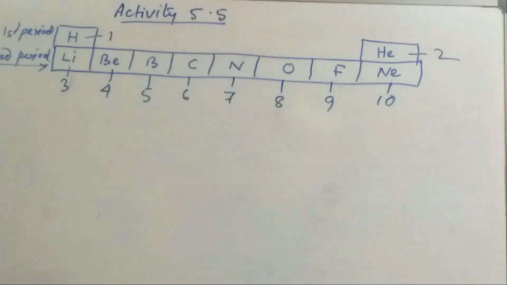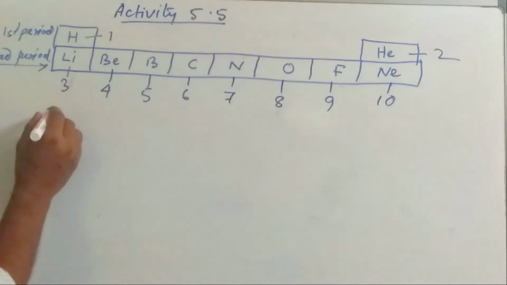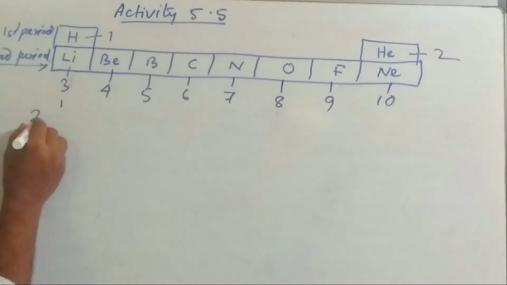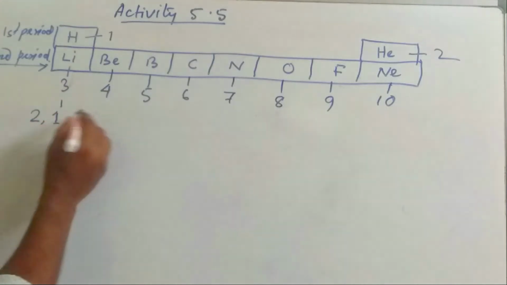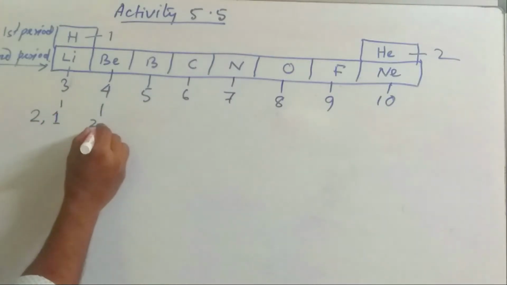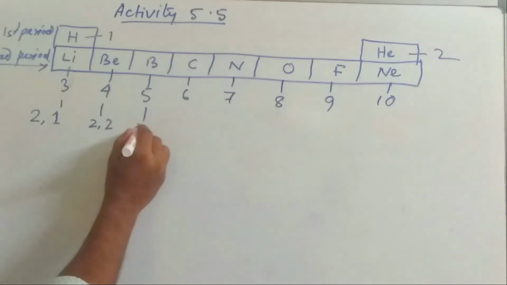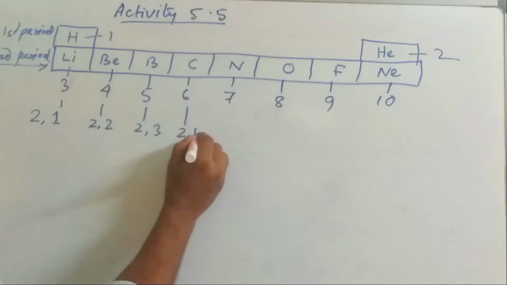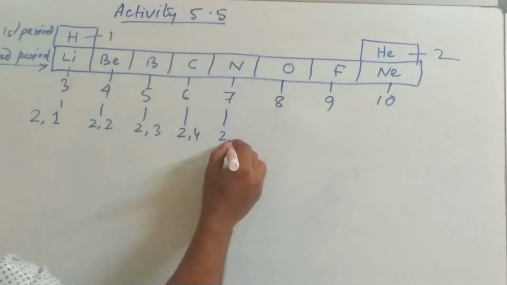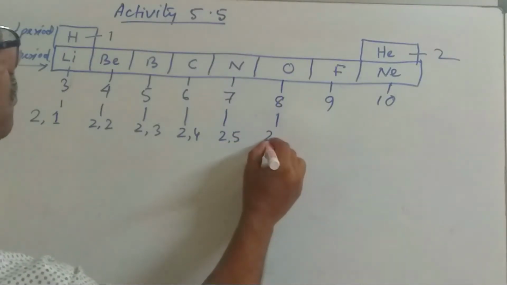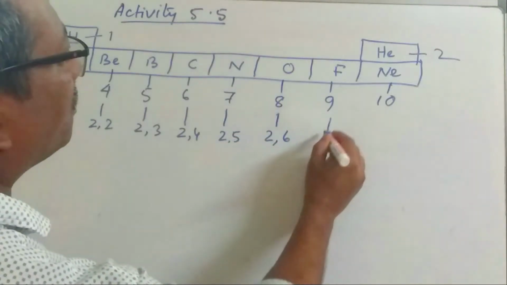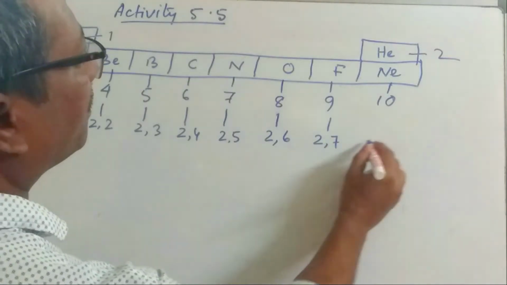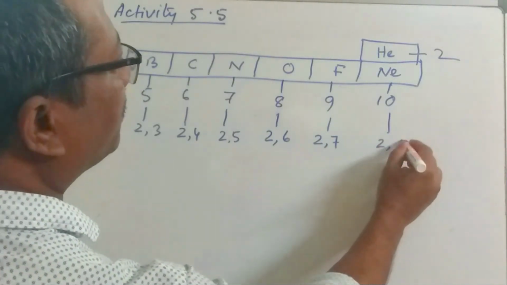and neon 10. So if we draw the electronic configuration, here it will be 2 1, here 2 2, 2 3, 2 4, 2 5, 2 6, 2 7 and 2 8.